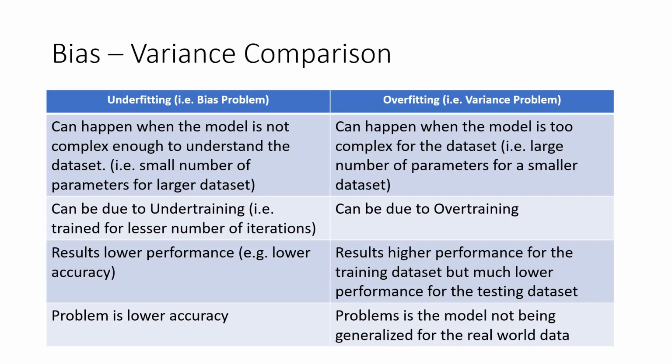The bias can be due to undertraining, as we mentioned earlier. When you are using an iterative learning algorithm like gradient descent, suppose you have to wait until the cost function change is reduced up to a certain smaller level.